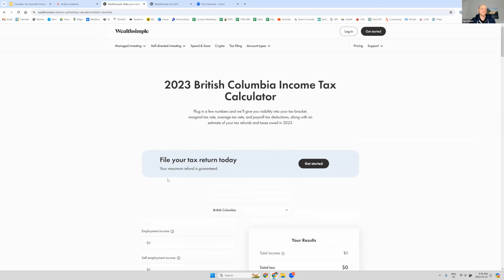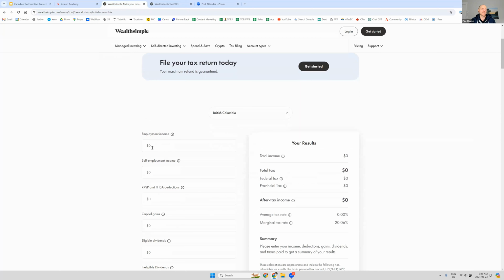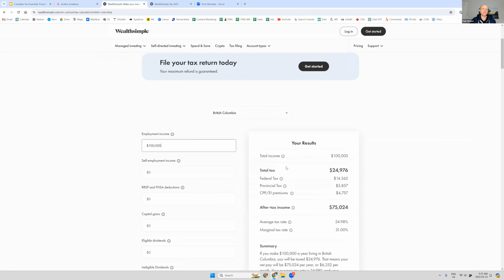Choose your province. I live in British Columbia, so I can have a look and I can see how much tax I would owe if I earn different types of income and different amounts. So let's say I earn $100,000 in employment income. On the right-hand side, you can see CPP, EI, provincial tax, and federal tax. I'm going to owe $25,000 in tax. My average tax rate of all those tax rates combined is 25%.